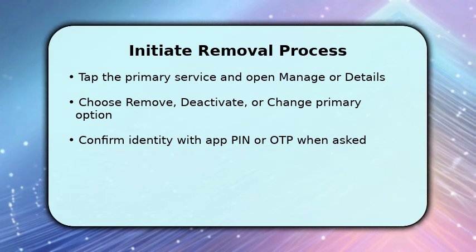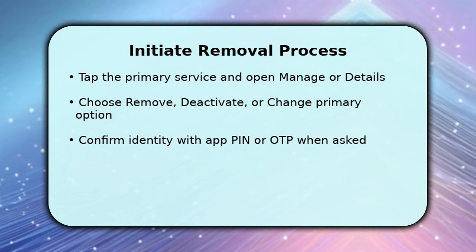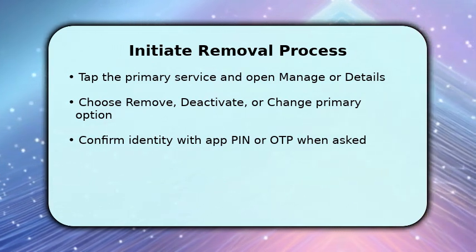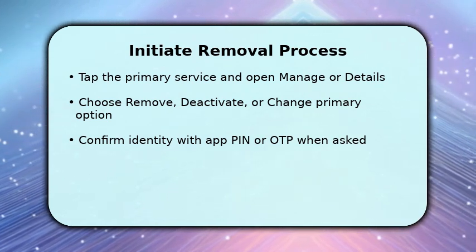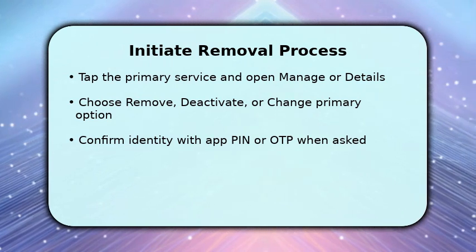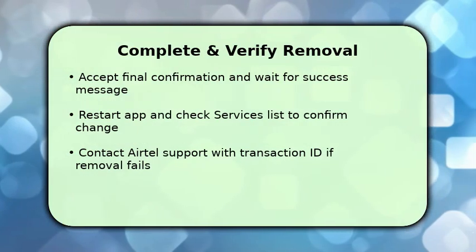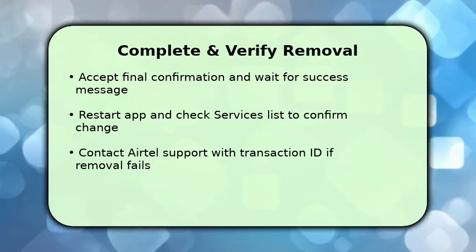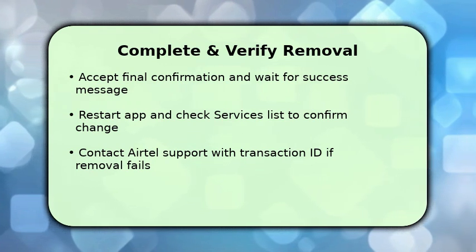You will usually be asked to confirm and verify identity with an app PIN or another OTP. Make sure to read any pop-up explaining consequences, like loss of bundled data. If asked to migrate to a secondary service, choose the correct replacement before final confirmation. After your confirmation, accept the final prompt and wait for the app to process the removal. It may take a few seconds to a couple of minutes.